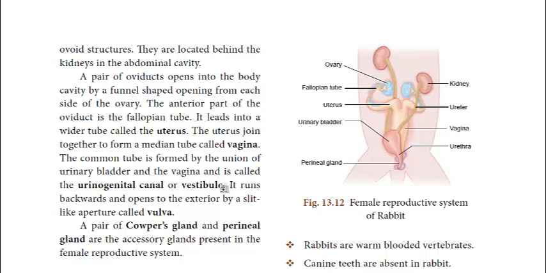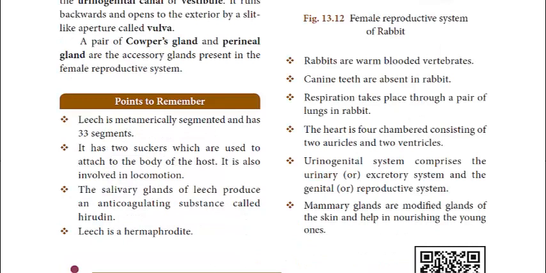So what is vestibule? The common tube which is formed by the union of urinary bladder as well as vagina is called a vestibule, through which the egg is excreted. It runs backward and opens into the exterior by a slit-like aperture called vulva. And these are the accessory glands associated with the female reproductive system: corpus gland and perineal glands. So with this we are completing our chapter.